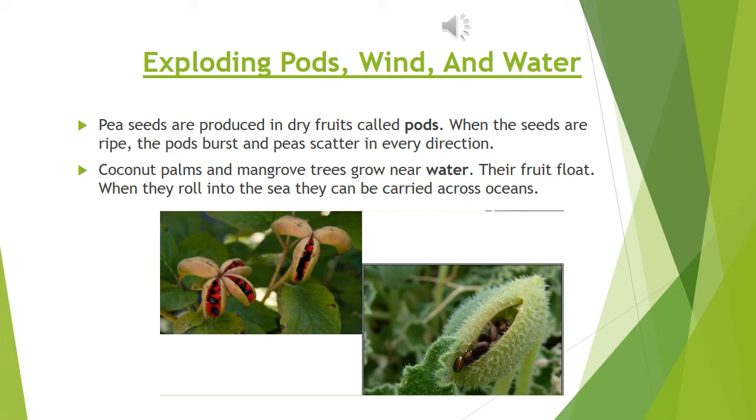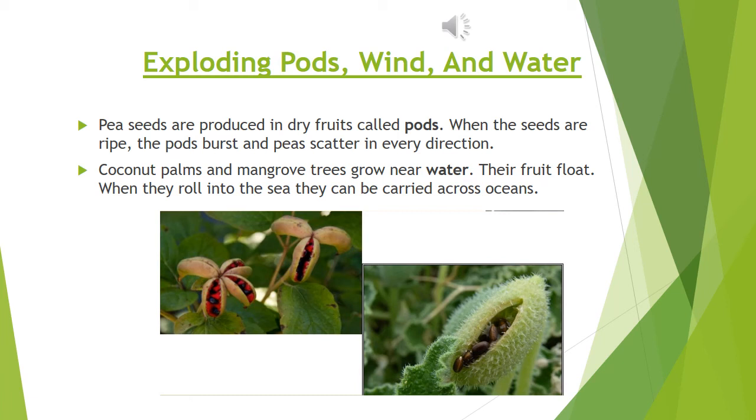Exploding pods, wind and water. Some plants have pods that explode when dry and shoot out the seeds. Pea and bean plants also keep their seeds in a pod. When the seeds are ripe and the pod has dried, the pod bursts open and the peas and beans are scattered.